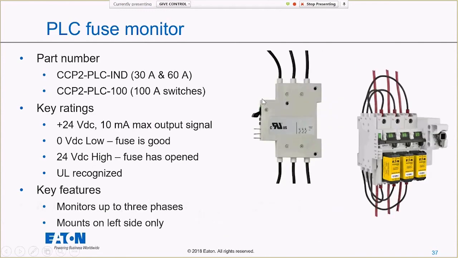Another accessory that you can get is a PLC fuse monitor. This actually monitors the health of the fuses. It will send a signal to let you know that a fuse has opened. It's 24 volt DC, and it can send a signal to your PLC to let you know that a fuse has opened. Important thing about this is that it mounts on the left side only, so if you're using a side rotary switch, you need a right side switch. It doesn't work across that disconnect, so since it mounts on the left side only, you need a right side disconnect if you're going to use this.